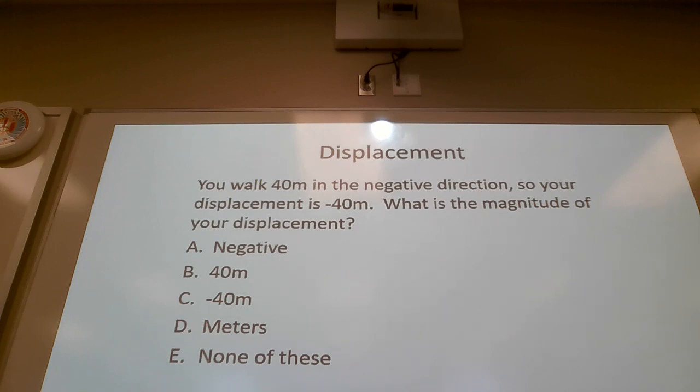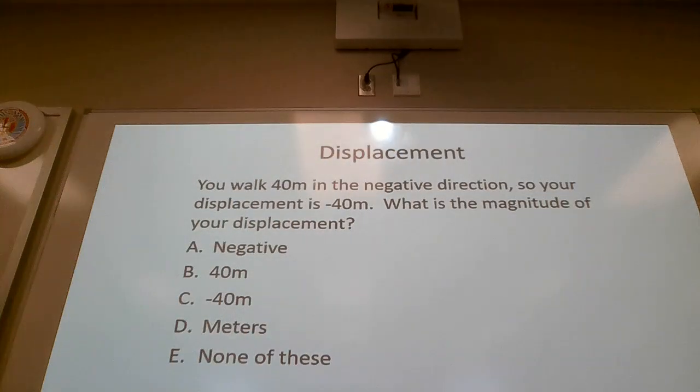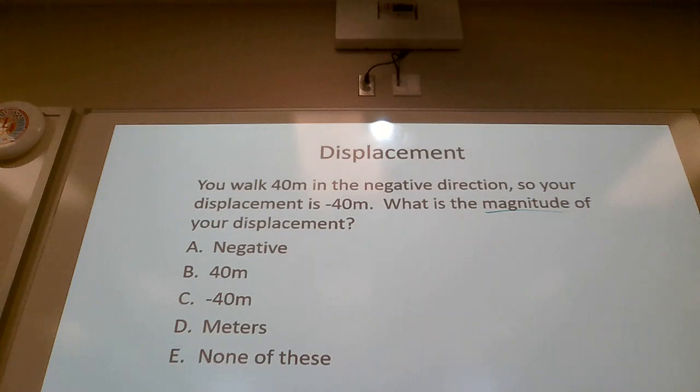Correct answer is B, 40 meters. So this is true for the rest of the year. Anytime you see the word magnitude, recognize that life just got a little bit easier for you. That is the absolute value of. So we can say, what's the magnitude of displacement, what's the magnitude of velocity, what's the magnitude of the force, what's the magnitude of the magnetic field. You'll see that throughout the entire year. It's just the absolute value of that measurement. Okay, you know that?